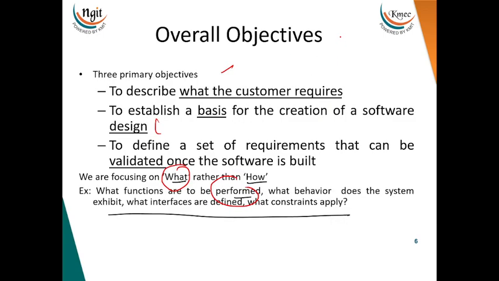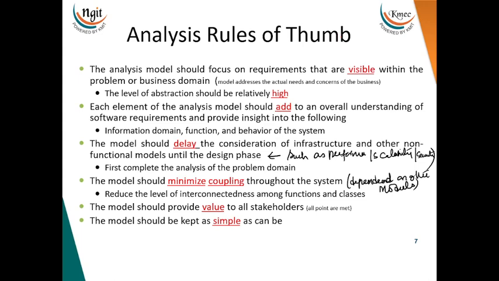So this is the analysis model thumb rule. You need to follow it. The analysis model should focus on requirements that are visible, meaning those actually needed by the customer, the stakeholder, or the business environment. We are not going to elaborate on all the things which are visible.